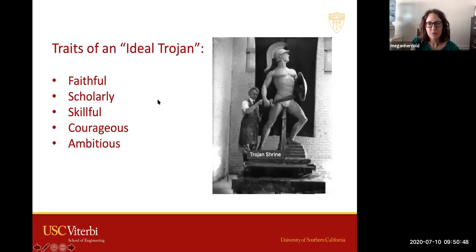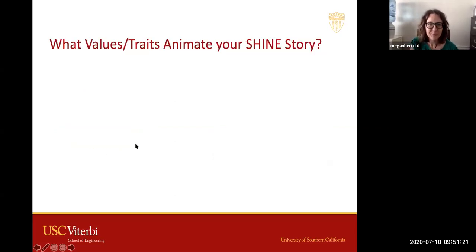This is more of a fun slide, I guess. Rich Windish suggested looking into the traits of an ideal Trojan. These are the traits that are literally carved into the Tommy Trojan statue at USC. They seem a little more old-fashioned, but I think you could still adapt some of these in terms of your Shine story. Faithful, scholarly, courageous, skillful. Courageous, we would probably say more, I would put vulnerability under courage, bravery, that kind of thing, and ambition. Okay, so kind of cute. Okay, so let's see here.